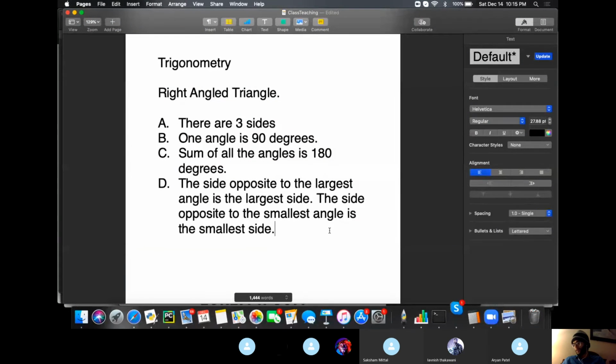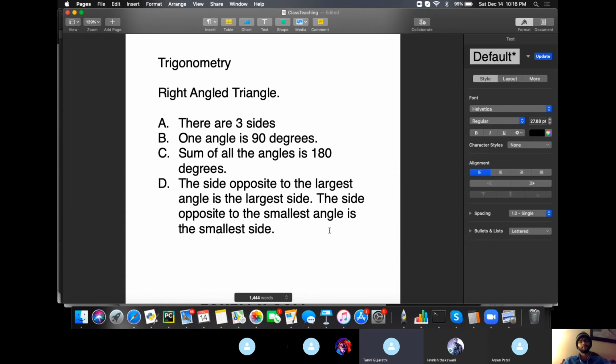Okay. Tanvi Gujarati, can you turn on your microphone and tell me why the largest angle in a right angle triangle is always going to be 90 degrees? Hello? Hello. Yes. So one of the angles is always 90 degrees, and the sum of all angles in a triangle is 180 degrees.